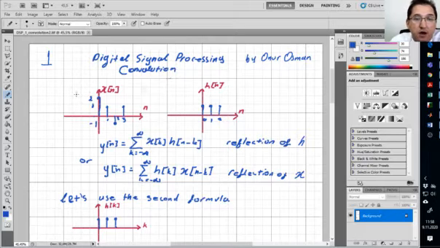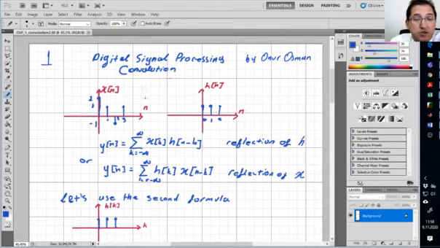Convolution operation is the operation in filtering. For example, this is x[n], the input signal, and this h[n] is the filter coefficients. Here the coefficients are 1, 1, 1. We have three coefficients here, as you can see. And here this is 2, 1, minus 1, 2.